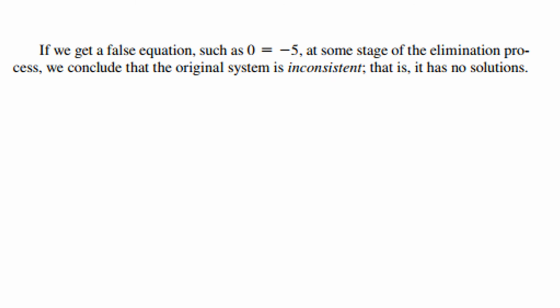Now notice if it would be possible for us to get a false equation such as 0 equal minus 5 somewhere along the line, and that would mean that the original system is inconsistent. There is no solution.